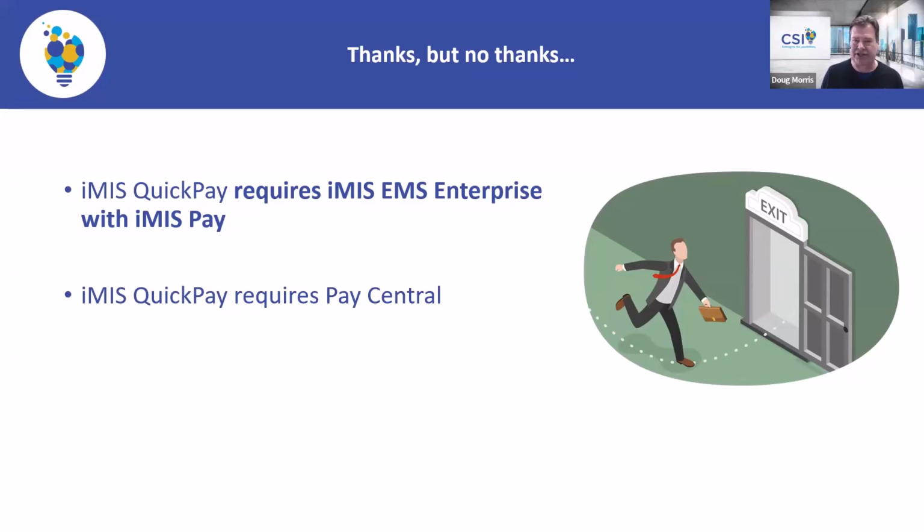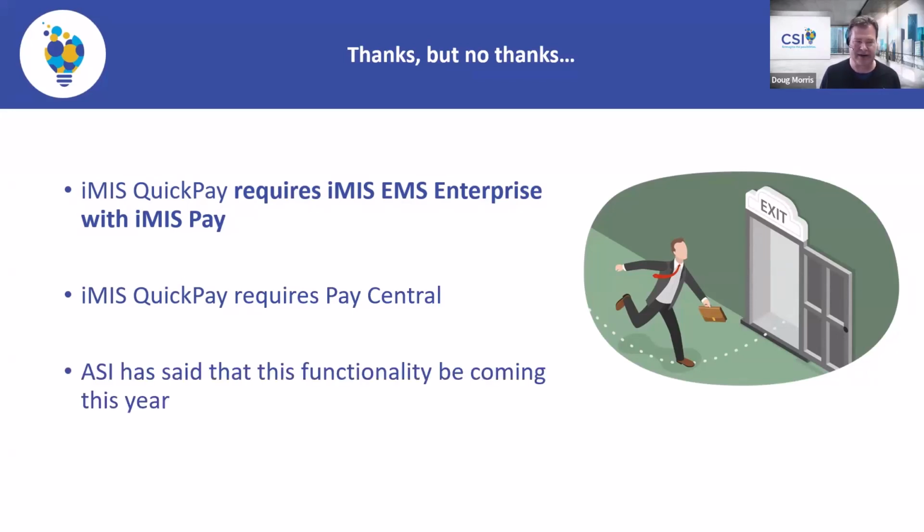And we want to be completely transparent. ASI has said this functionality, what we're going to show you today, is coming in iMIS this year. So if you're like, well, forget it, I'm out of here, that's totally fine. We're going to keep a close count on the participants. And if anybody drops off, that will hurt us, but we will be okay. So, all right, we've got one person says first box checked. Thanks, Francis. Appreciate you.